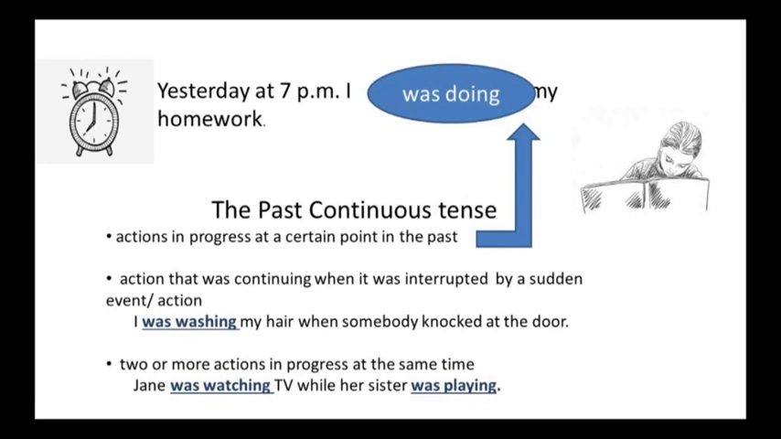Znači, sa past simple tensom koristimo da izrazimo radnju koja je trajala kada je prekinula neka druga radnja koju izražavamo past simple tensom. For example, I was washing my hair when somebody knocked at the door. And for two or more actions in progress at the same time. I za dve ili više radnji koje su trajale u isto vreme. For example, Jane was watching TV while her sister was playing.